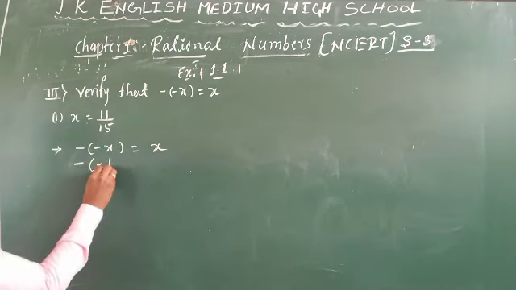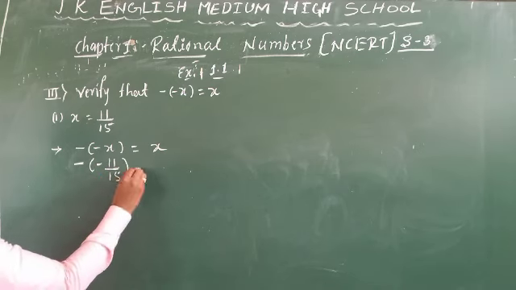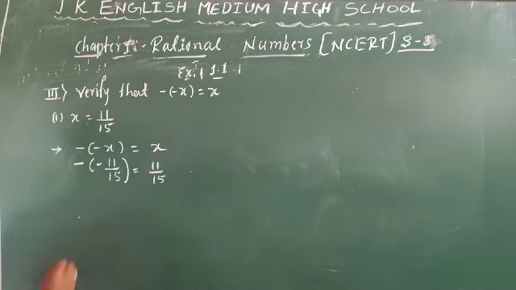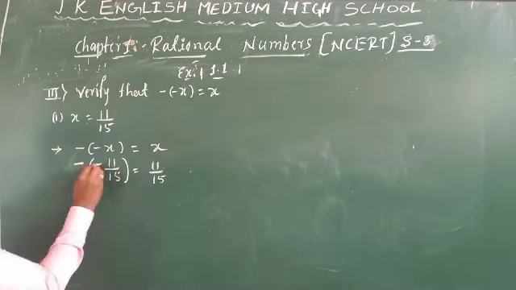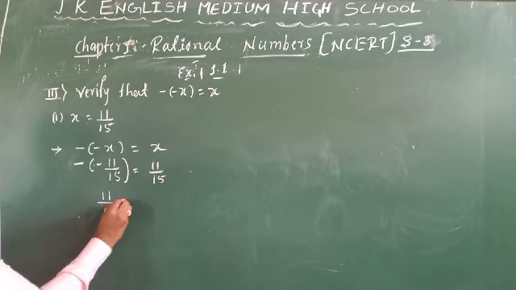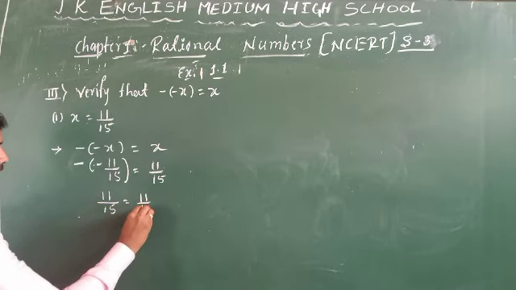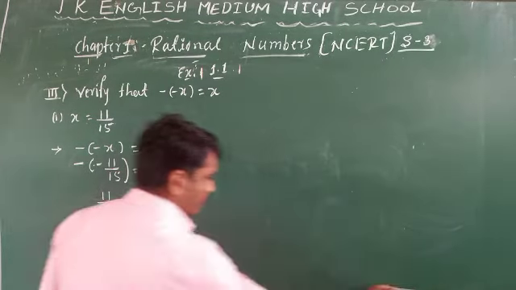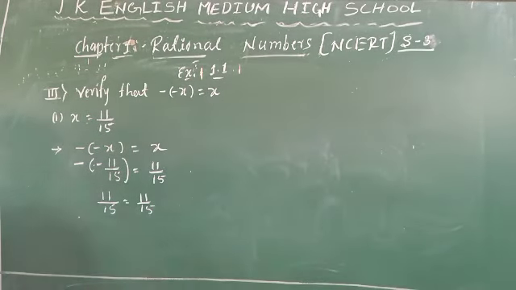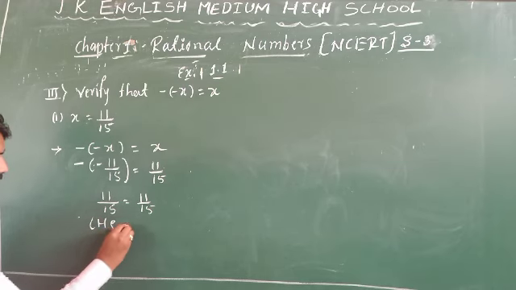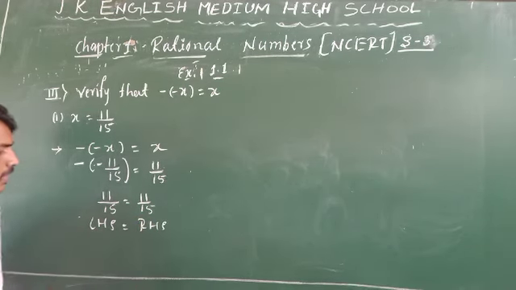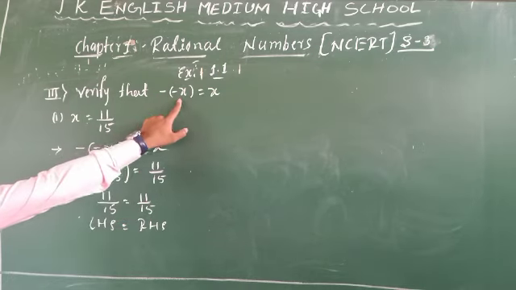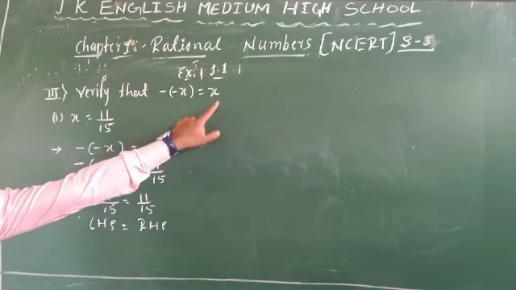So what to do? Minus of minus 11 by 15 is equal to, what is your x value? 11 by 15, right, as it is. Minus into minus plus 11 by 15 is equal to 11 by 15. Next term, LHS is equal to the RHS. So both the sides will get the same answer. Means minus of minus is equal to plus, x is equal to x.